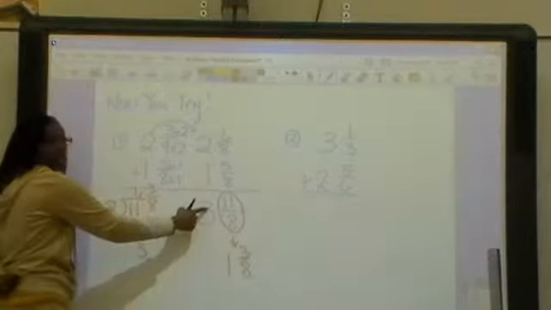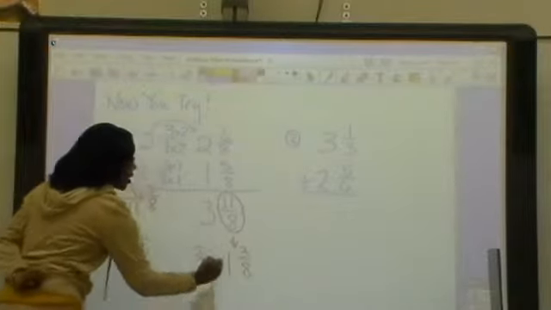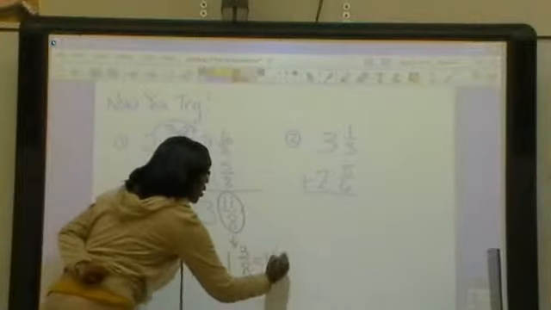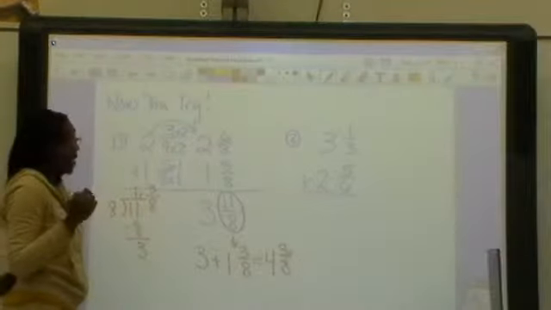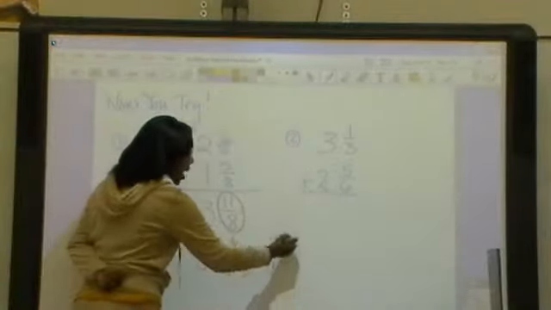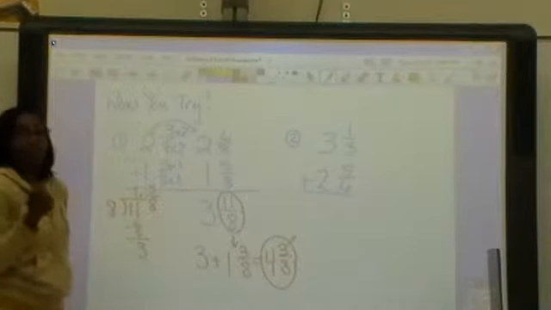But I cannot just neglect the 3 that was already there, so I have to add the 3 back on, so it gives me 4 3/8. I want to make sure that my answer is in its simplest form, and when I check it, I see that 3/8 is, so my final answer is 4 3/8.